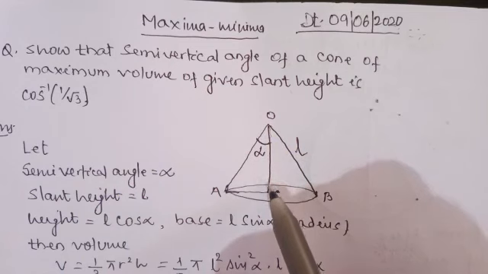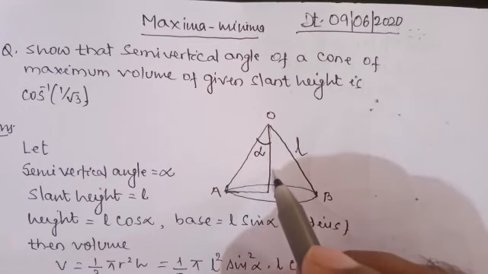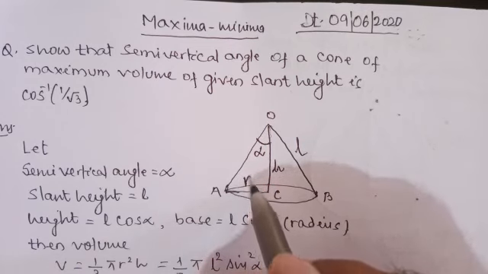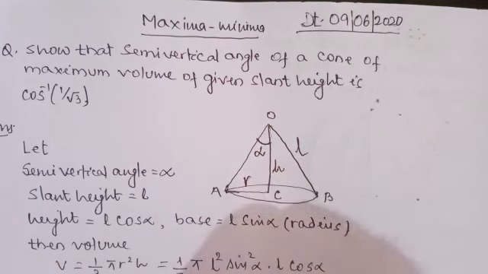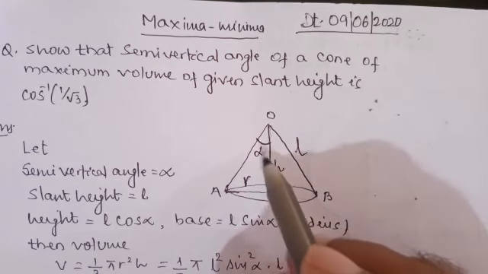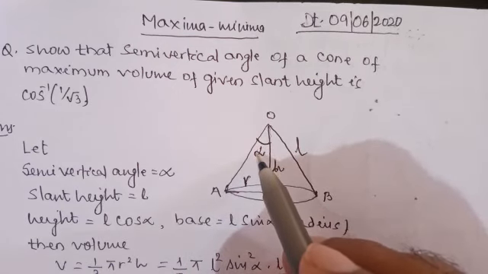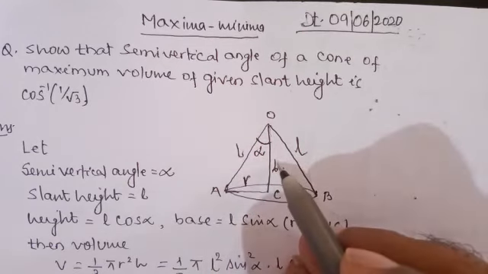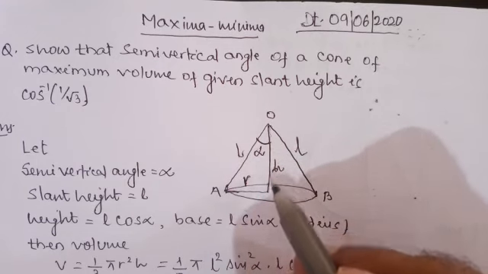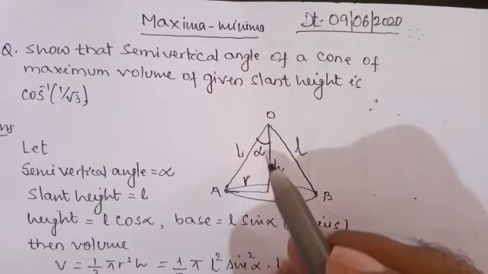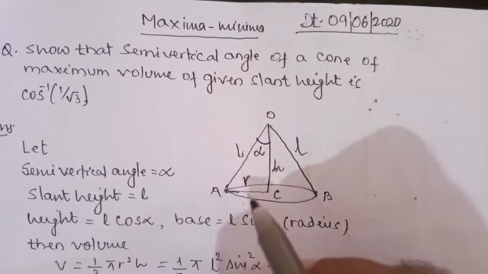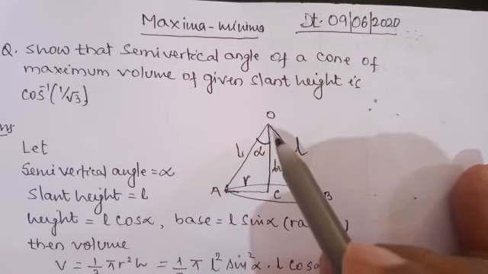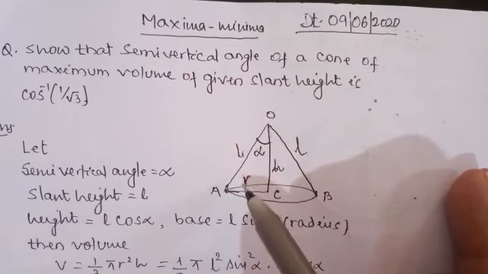If h is the height of the cone and r is the radius of the base, then the value of h in terms of alpha: this will be a right angle triangle, this is L. So h should be L cos alpha, that is the vertical component, and similarly r is L sin alpha. As you know, the angle is considered always between base and hypotenuse.